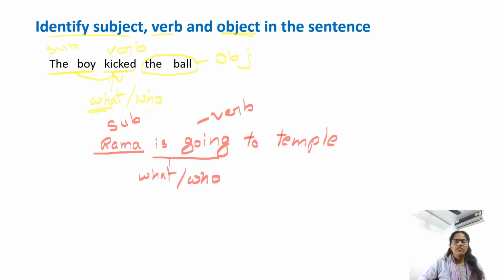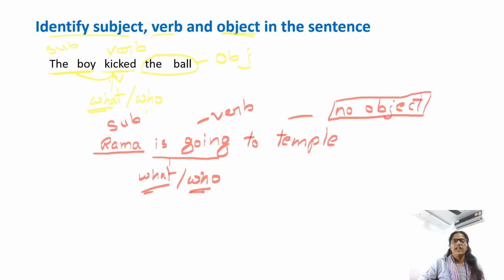Now Rama is going what or who? Rama is going what? Do you get any answer? There is no answer, right? Rama is going who? Again, there is no answer. So in this, you are not getting answer to either of these questions. We get answer to where, and where is not our question to find out object in a sentence. Right. So when you do not find answer to either of these questions, it means there is no object in the sentence.